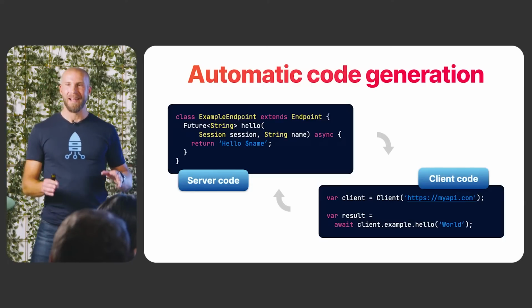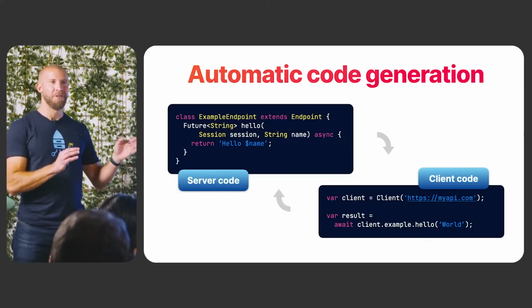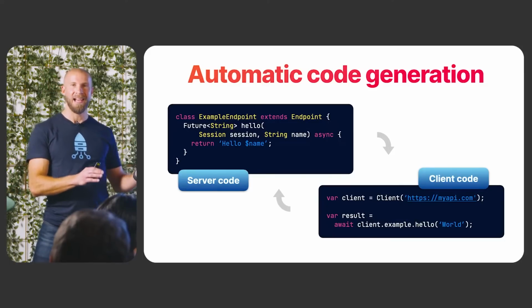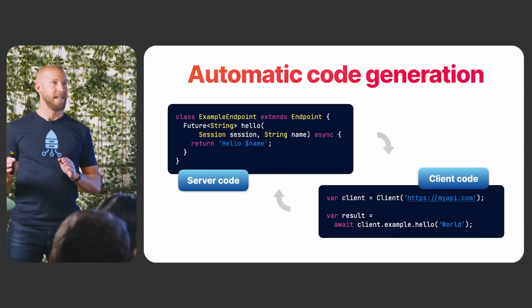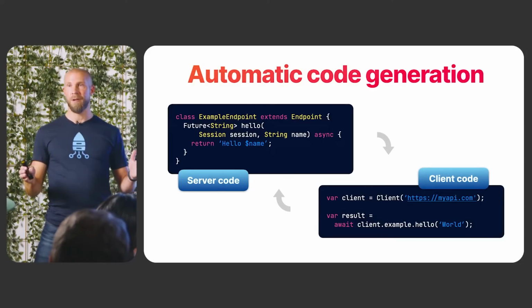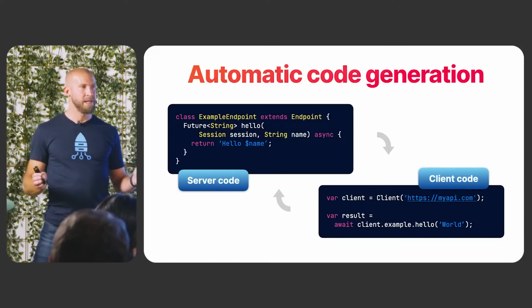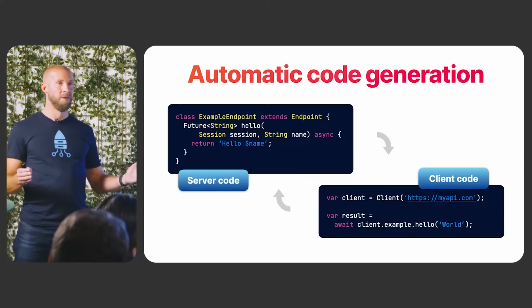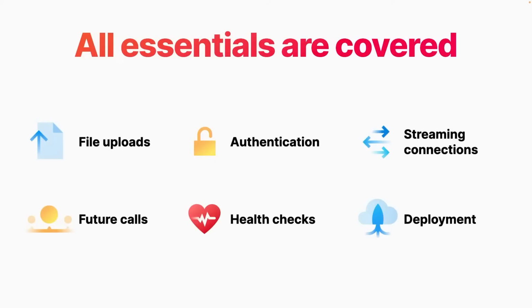So in ServerPod, we built something that works almost like magic. You write your methods on the server, and ServerPod will analyze your server code and automatically build your client-side APIs. So when you call a method on the server, it's just as easy as calling a local method in your app. We're still using best practices when it comes to serialization with JSON and REST APIs or WebSockets if you stream data. We covered all the essentials that you need when you're building pretty much any sort of app.